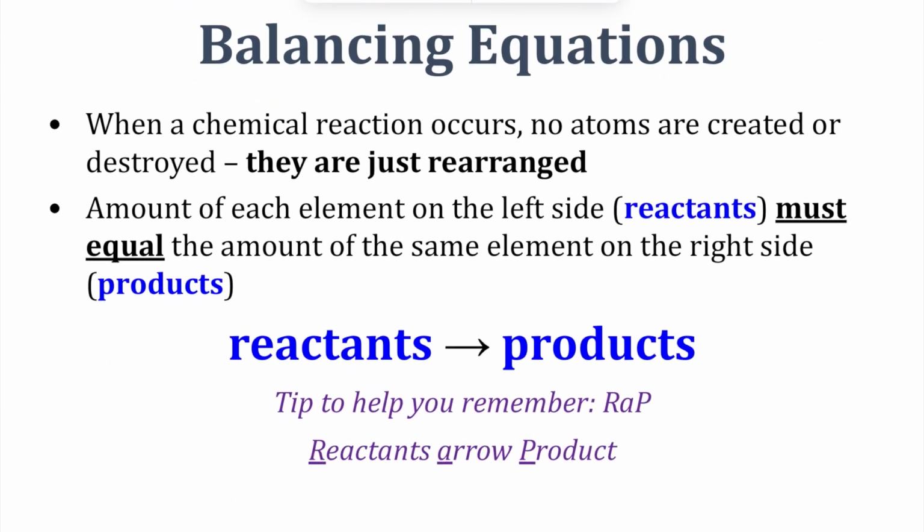You do need to know reactants and products. Those are our 2 keywords. Any chemicals on the left side are our reactants, the things that are reacting. Products are what gets produced after the reaction. A tip to help you remember that is RAP: reactants, arrow, products. That arrow is separating our reactants and our products.